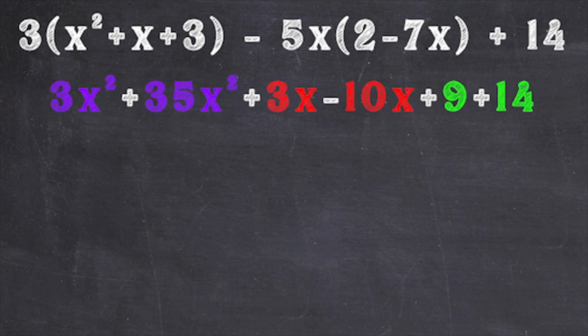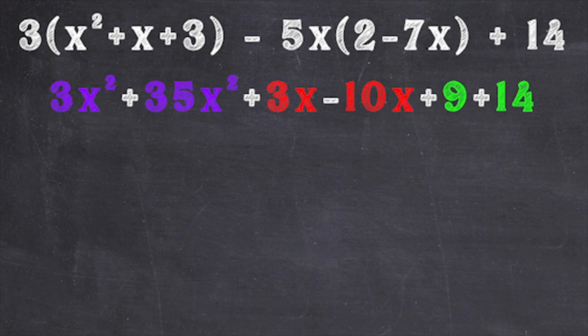Let's rearrange the terms so that all of the like terms are together. The algebraic expression should look like 3x squared plus 35x squared plus 3x minus 10x plus 9 plus 14. You are free to rearrange them in any other way you like, as long as the like terms are together. Let us now proceed to combine the like terms.